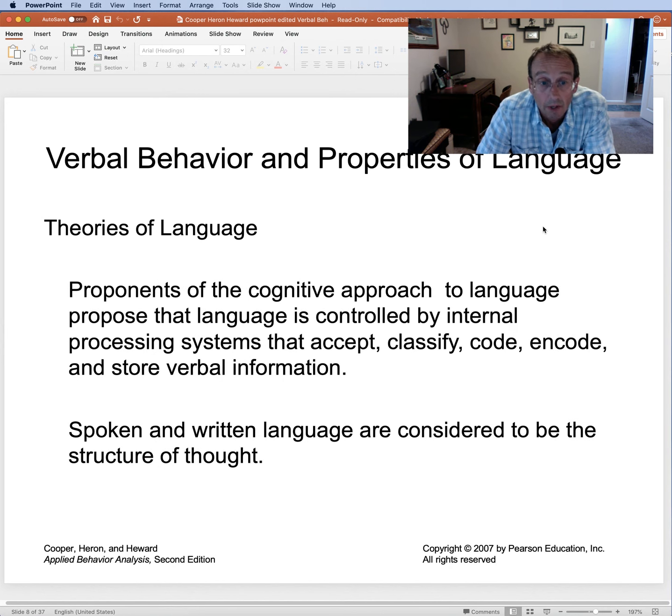So the cognitive approach is going to state that language is controlled by internal processing systems that accept, classify, code, and encode, and then store verbal behavior, very much like the computer metaphor. And we know this is wrong, right?